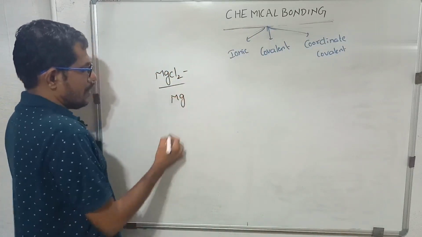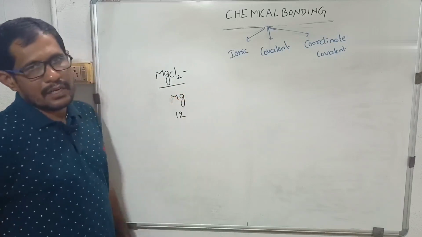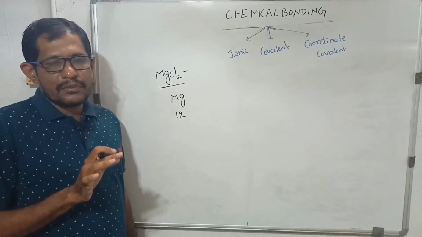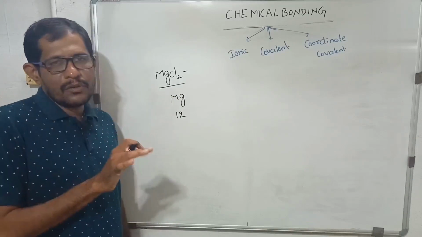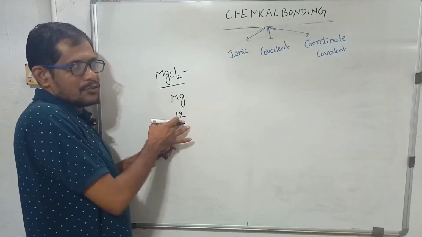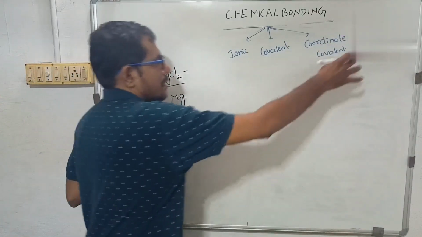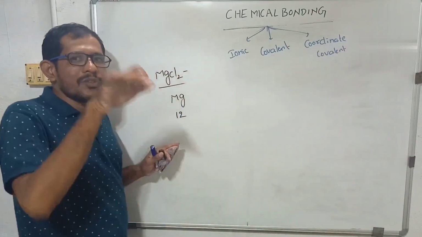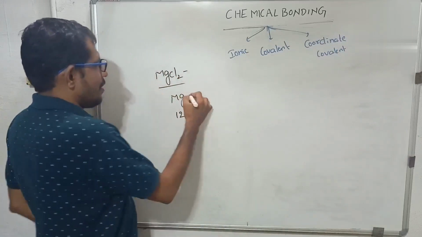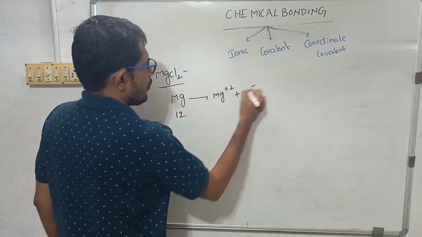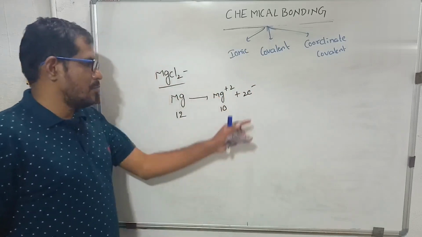In MgCl2, magnesium atomic number is 12. First write the atomic number. Then you need to identify how many electrons it is going to lose. How can you identify? It is 12. Its nearest stable atomic number is 10. By losing 2 electrons, it becomes stable.